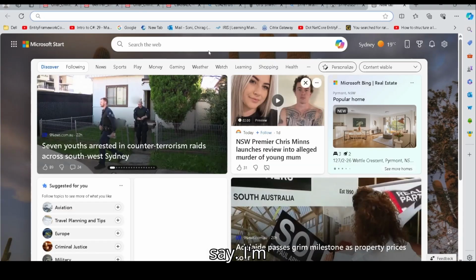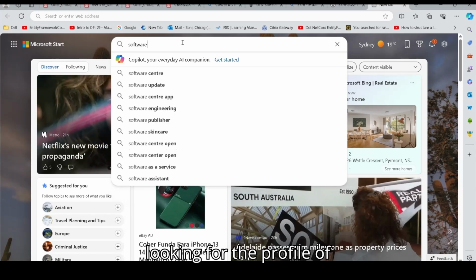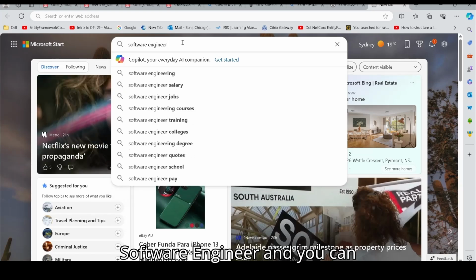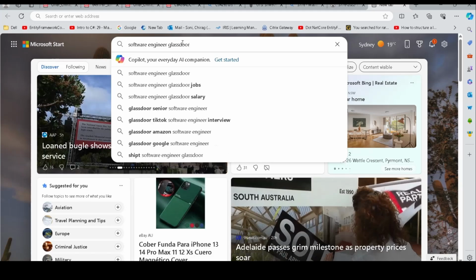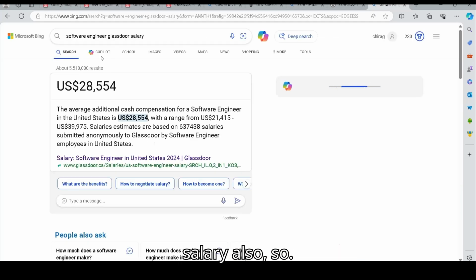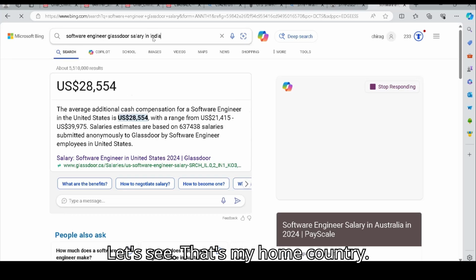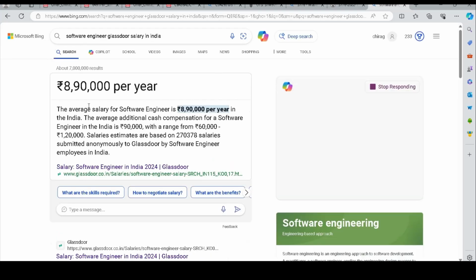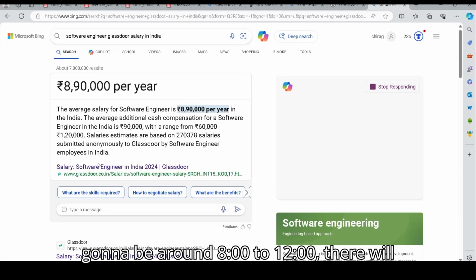Let's say I am looking for the profile of software engineer, and you can search for Glassdoor salary. They're going to ask you for the salary also. So yeah, India, that's my home country. So I can get information about it, like it's going to be around 8 to 12 LPA.